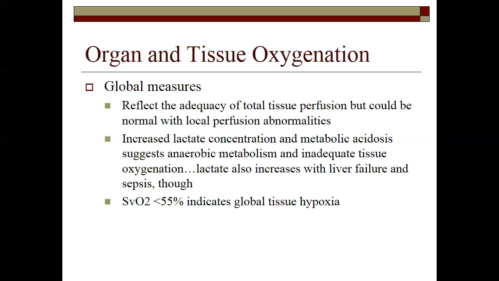So a mixed venous sat of less than 55%, which is a saturation from the pulmonary artery or the superior vena cava, is an indication of global hypoxia. It should not be that low.